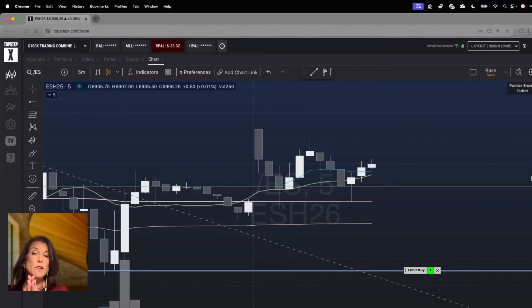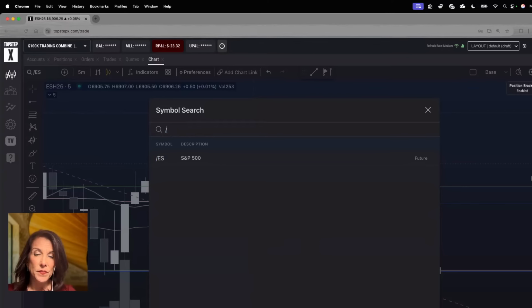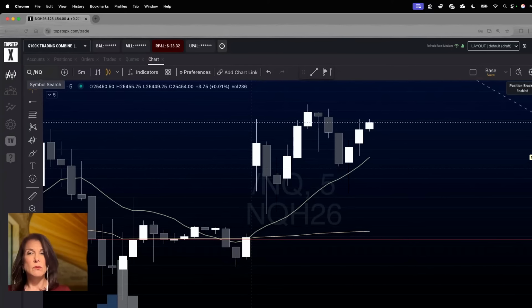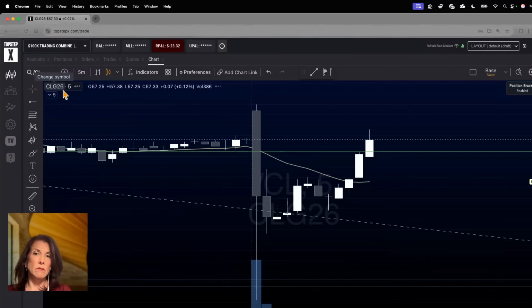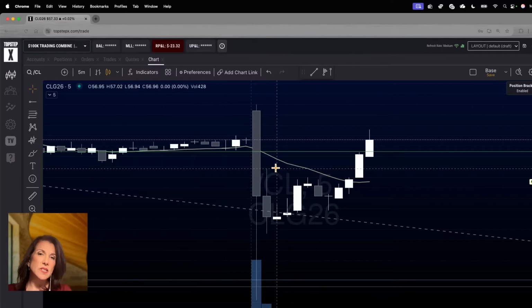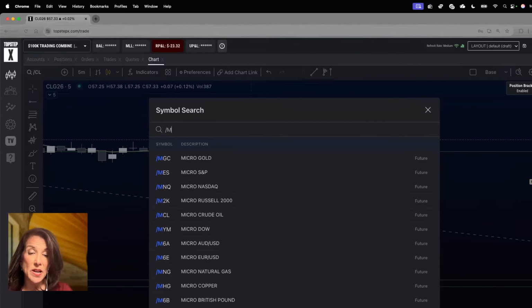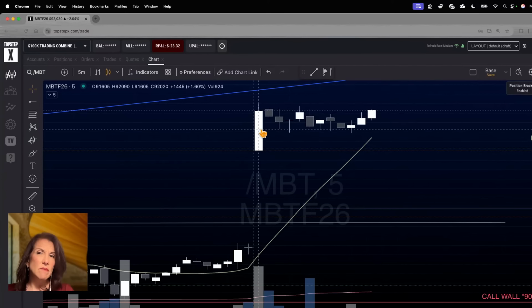Notice the divergent action. Everything is not moving in the same way. The ES, relatively stagnant. The NQ, relatively stagnant, though it looks like it could potentially break to the north here. Oil, still sitting inside of its first 5-minute candlestick. Micro Bitcoin, inside its first 5-minute candlestick.